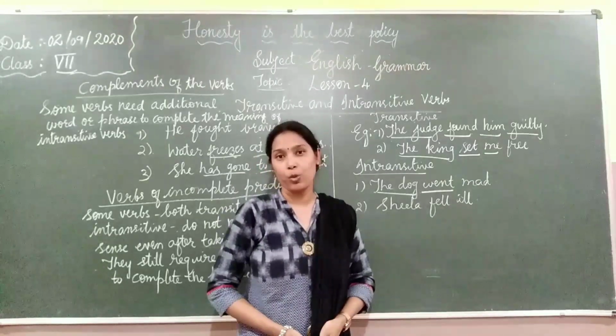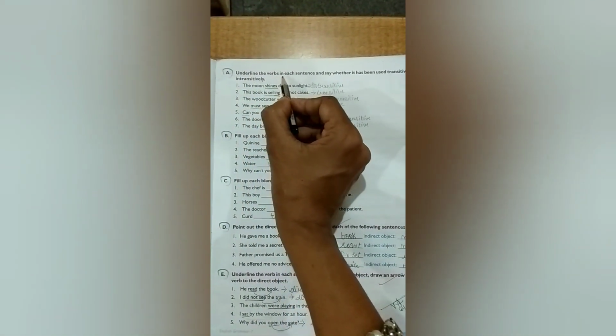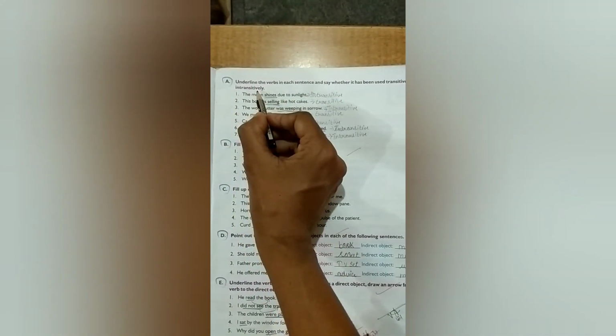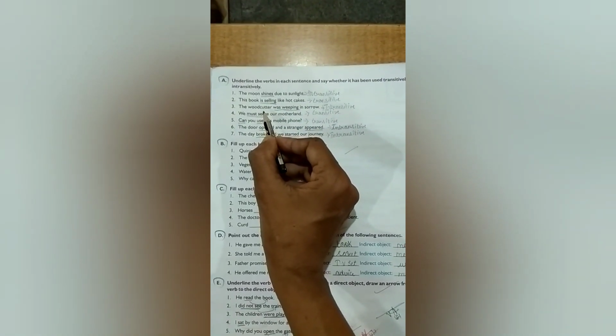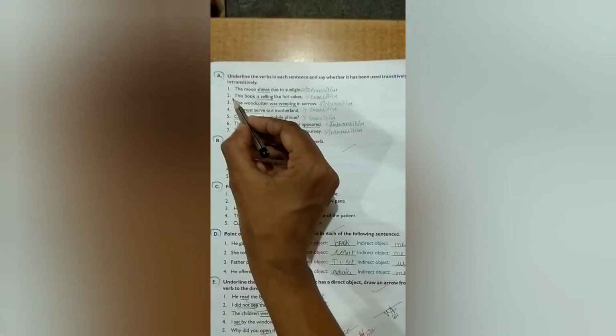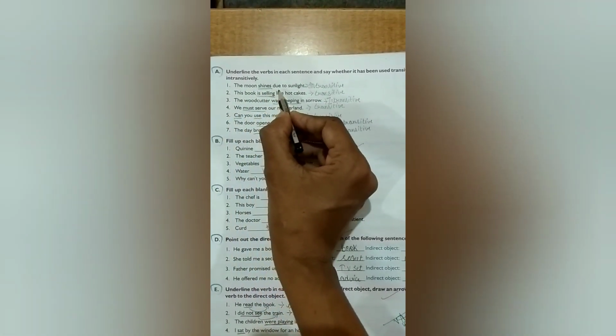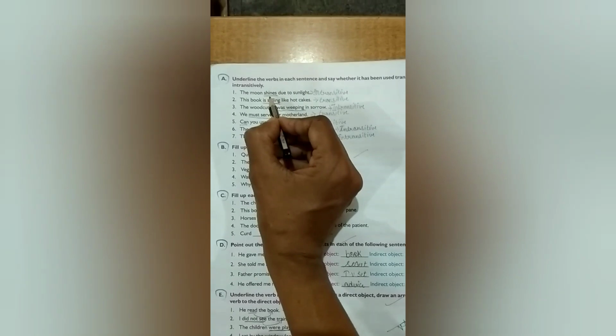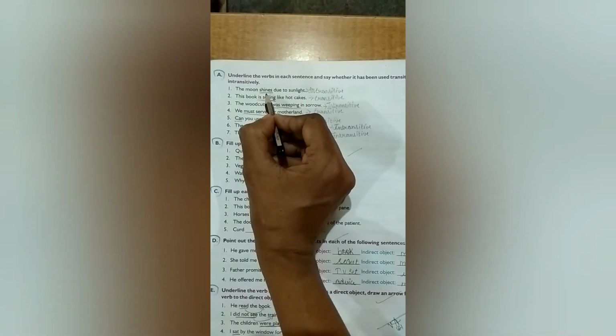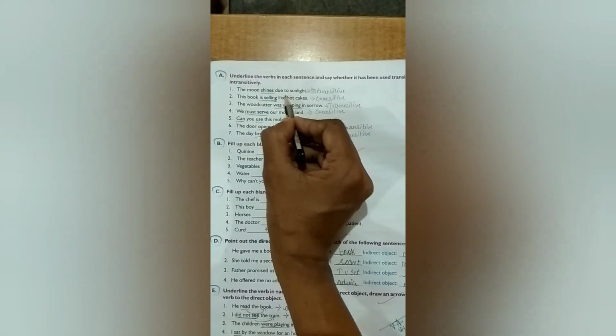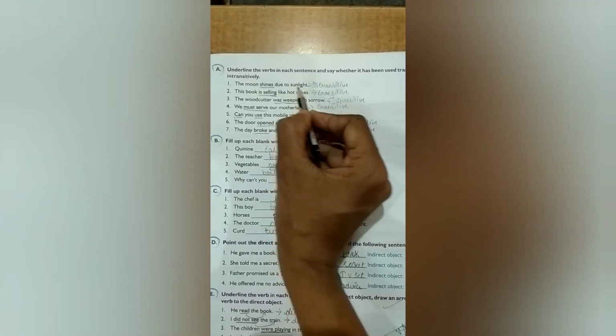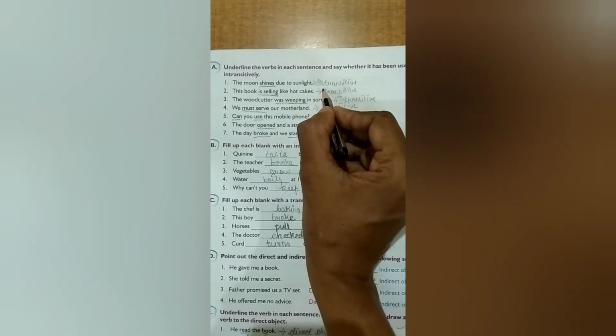Okay, now we will move on to the exercise. All of you take page number 23. A main, underline the verbs in each sentence and say whether it has been used transitively or intransitively. So you have to find out the verbs and underline, and you have to say whether it is transitive or intransitive. First one, the moon shines due to sunlight. The verb is shines. So underline shines. The moon shines due to sunlight. Due to sunlight, prepositional phrase. So it is intransitive, right?